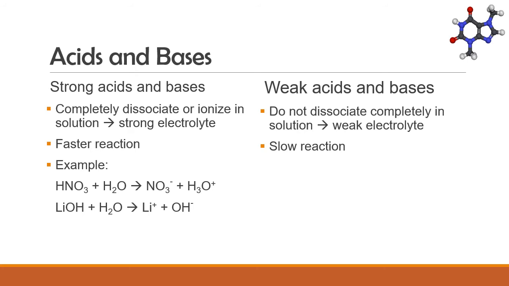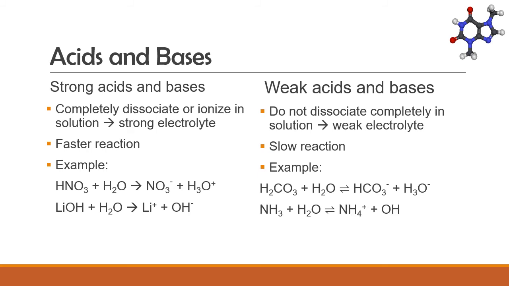Weak acids and bases also have the same characteristics. They do not dissociate completely in solution, forming weak electrolytes, and their reactions are slower. An example of a weak acid is carbonic acid. An example of a weak base is ammonia. Note that in these examples, the strong acids and bases have a unidirectional reaction arrow, whereas the weak acids and bases have a bidirectional reaction arrow.